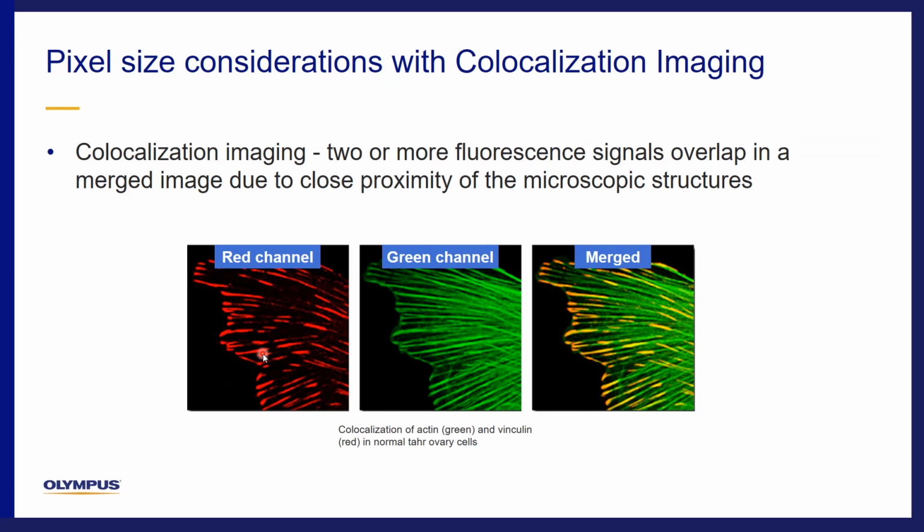Now we've been talking about spatial data and making nice pictures, etc. But one common application where pixel size is absolutely critical is colocalization imaging. So in short, colocalization imaging is simply seeing whether or not two or more fluorescence signals overlap in a merged image due to those objects being close together. This is a very common request in many microscope applications involving fluorescence. So in working with colocalization, it's very important to keep your pixel size in mind.